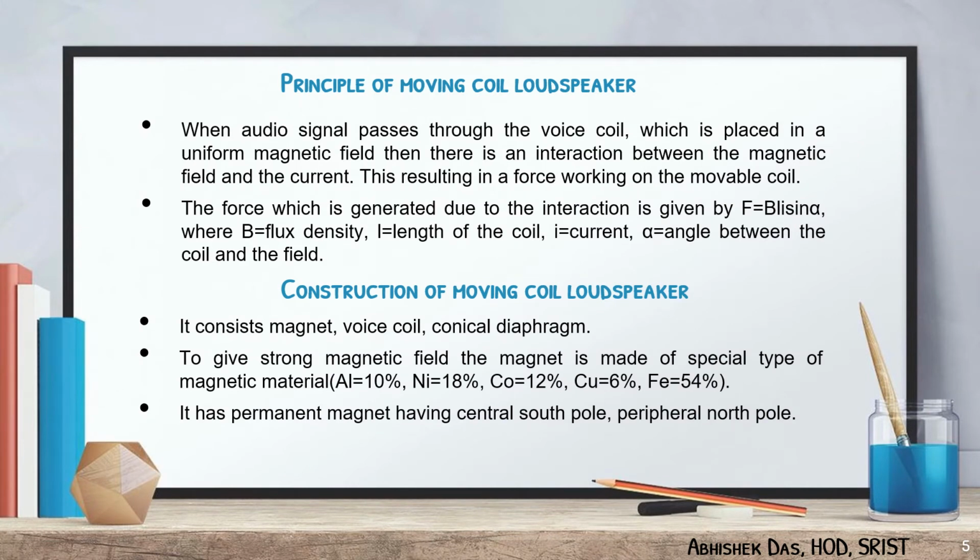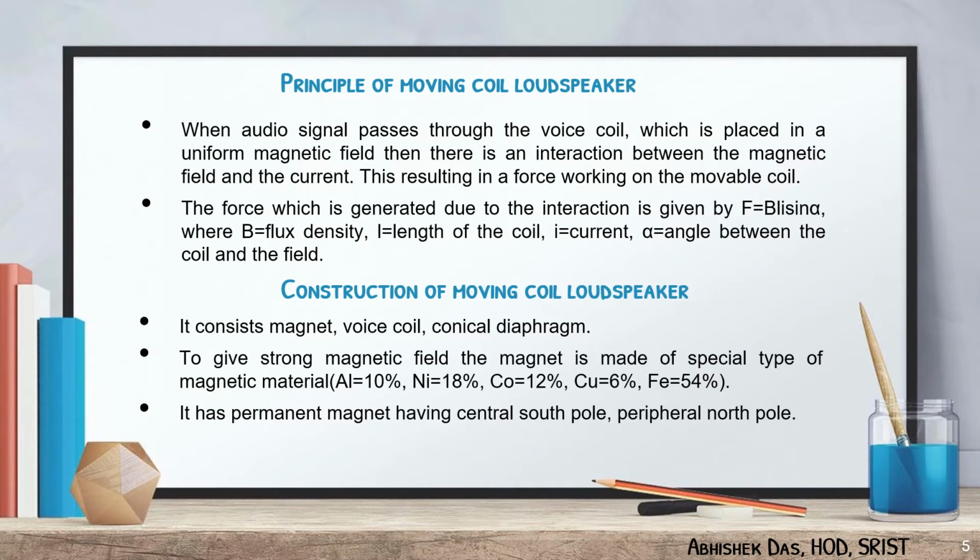Now we are going to discuss the working principle of the moving coil loudspeaker. A voice coil is placed in a uniform magnetic field. When audio current passes through the voice coil, there is an interaction between the magnetic field and the current, resulting in a force working on this movable coil.